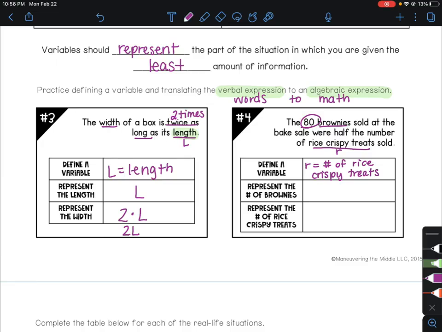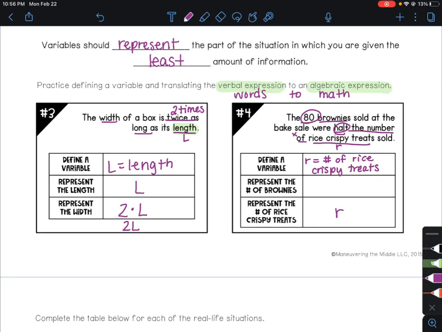So looking here, to represent the number of Rice Krispie treats, that's just R. But for the number of brownies, we have to be a little bit more complicated. We need an expression. The 80 brownies that were sold were half the number of Rice Krispie treats. Remember, of can mean multiply when it's written by itself. So half of the Rice Krispie treats is equal to the amount of brownies. So half of, meaning multiply, the Rice Krispie treats, which is R, gives us the amount of brownies. You could also write this as 1/2 R.